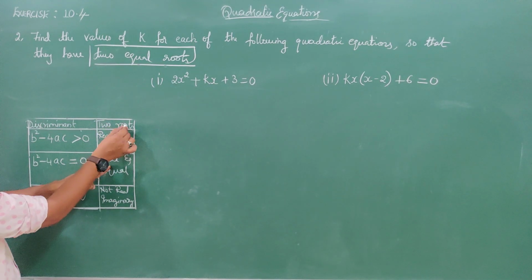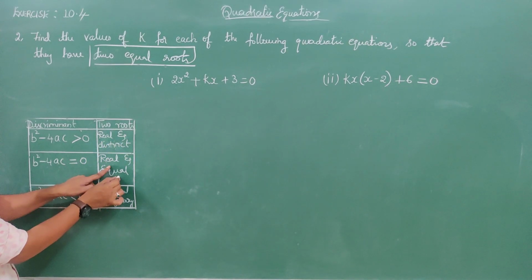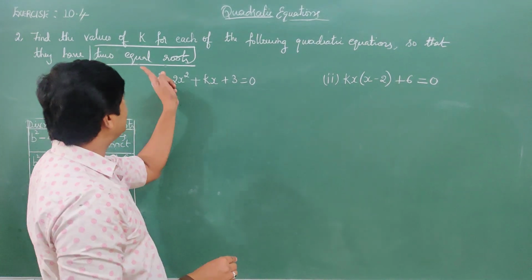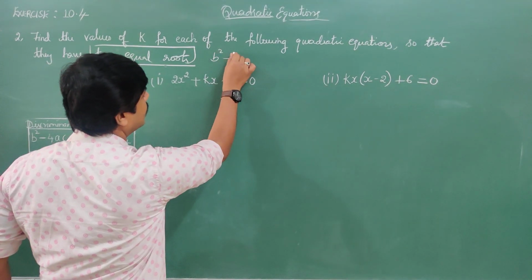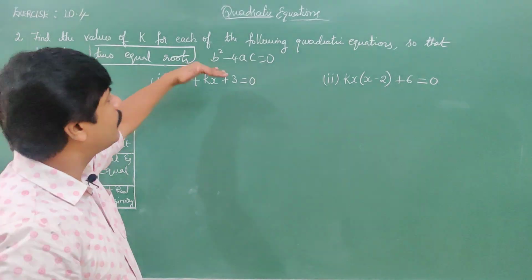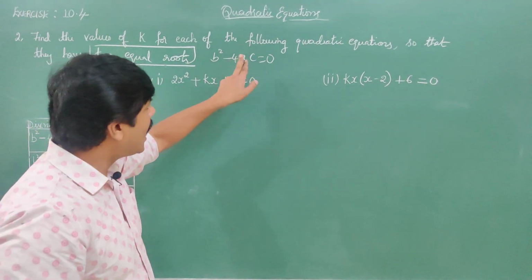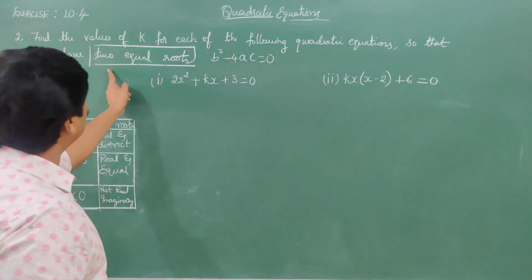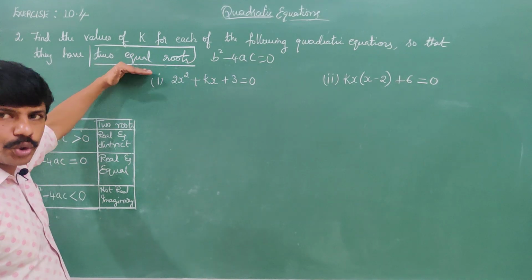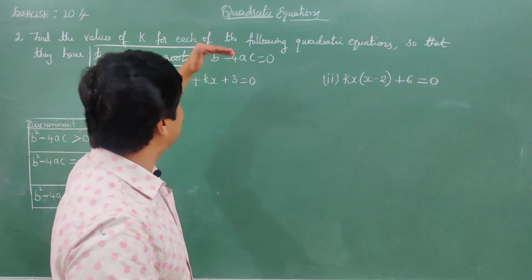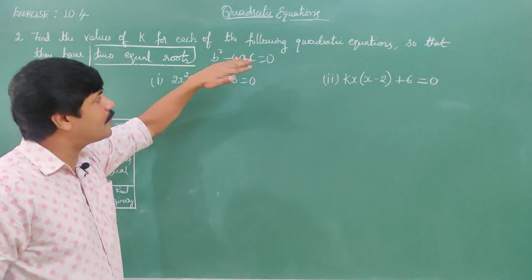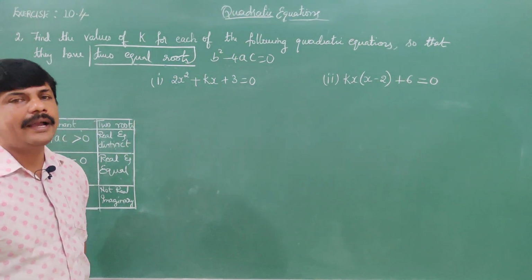If two roots are equal, then the condition is b square minus 4ac is equals to 0. This is the condition. It is saying that b square minus 4ac is equals to 0. Can you understand? The other way of saying b square minus 4ac equals 0 is that the two roots are equal, two equal roots. Two equal roots is one and the same as b square minus 4ac equals 0. This is what it said. This is the condition. Understand? So based on this, we have to find the value of k. We'll see that.